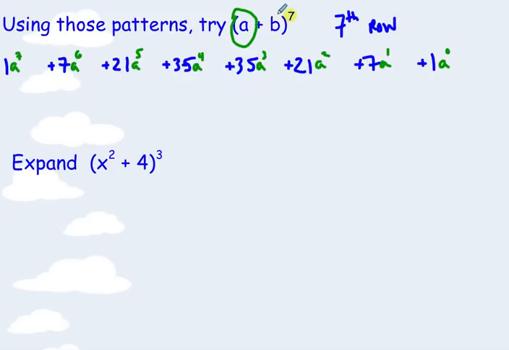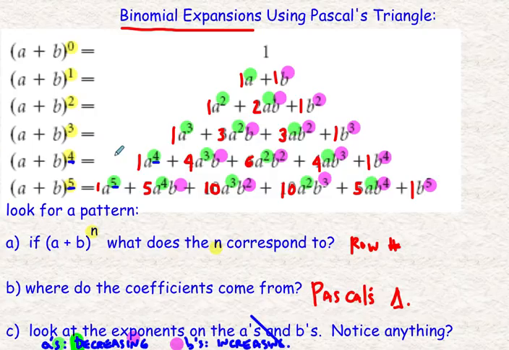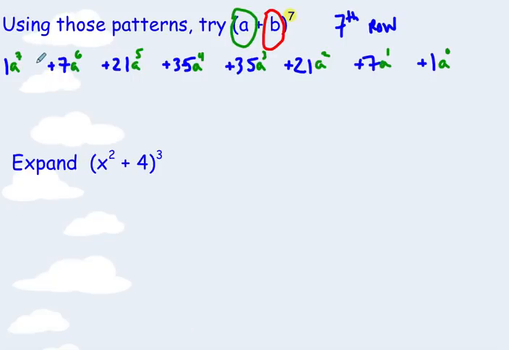Okay, and then now we have to look at what's happening with the b's. So if we go back here, the b's are increasing. So the b term is going to start to the 0 power, and then it's going to work its way up. And the highest it goes is whatever that exponent was. So the b is going to start with a 0 exponent, and then b to the 1st, b squared, and so on.